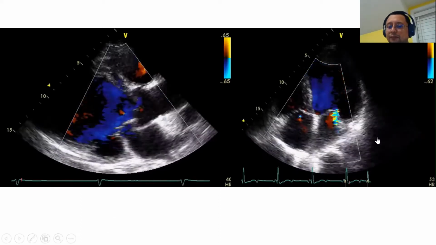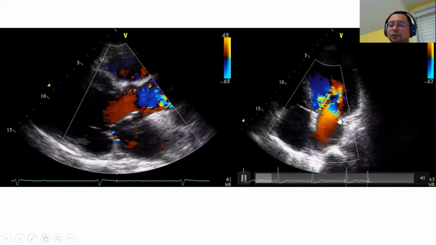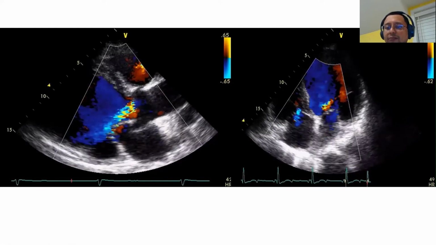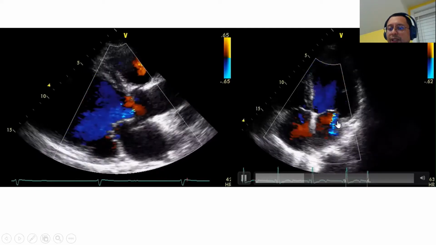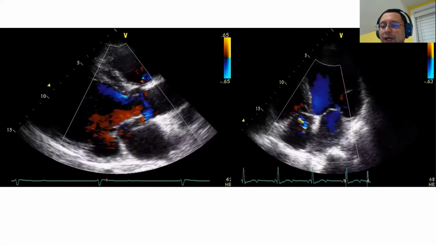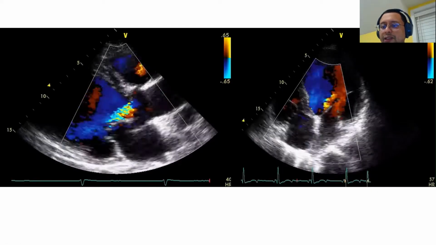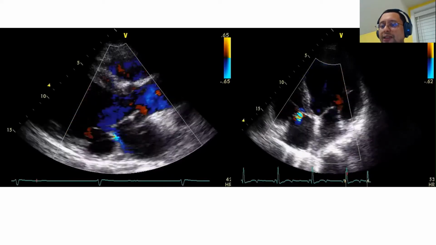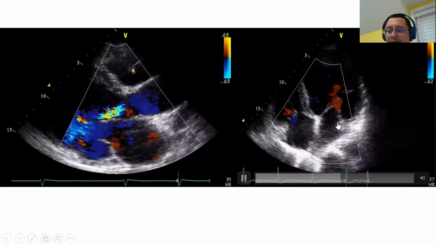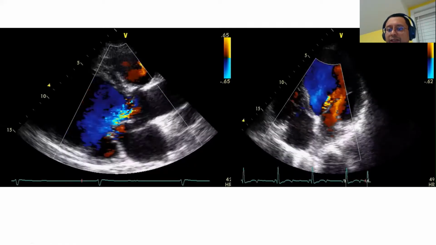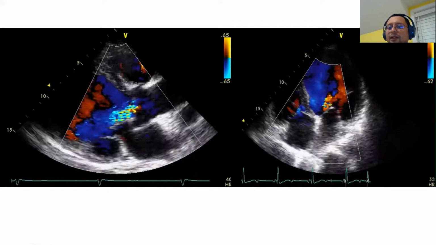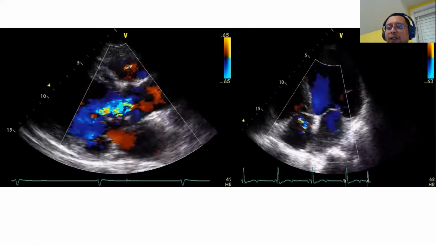Look at the apical four-chamber view here. I just wanted you to take a look at the mitral regurgitation. If you notice the mitral regurgitation at my pointer here, there are two types of mitral regurgitation. During systole, you have one mitral regurgitation. However, during diastole, you have another mitral regurgitation. I will show you now. That is systolic mitral regurgitation, and then you have the other one.